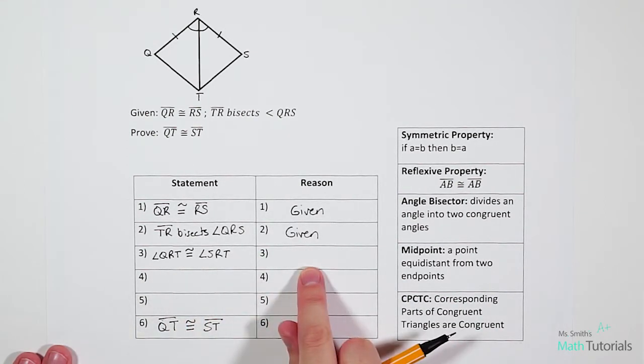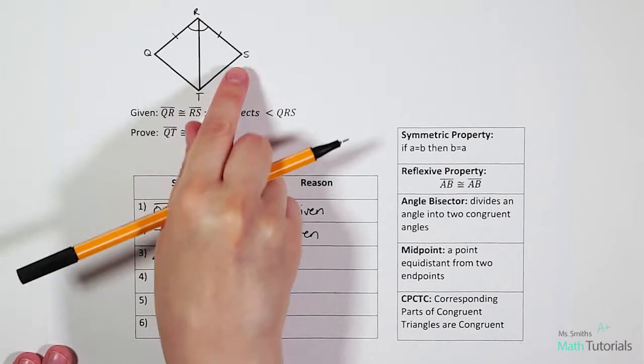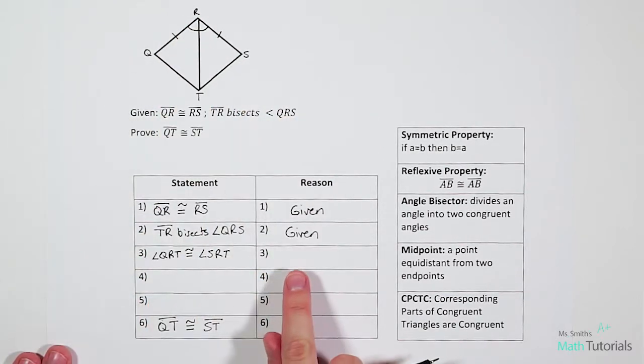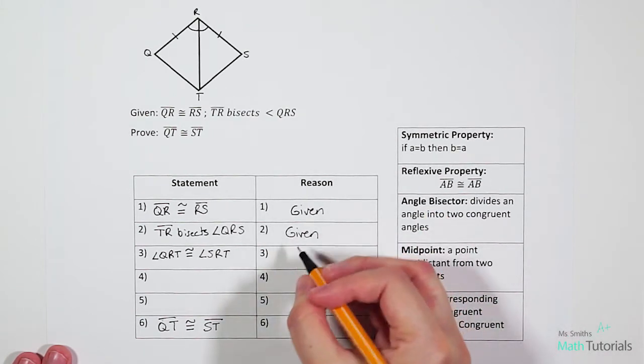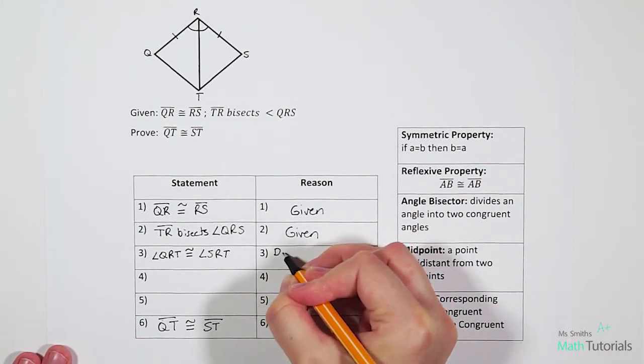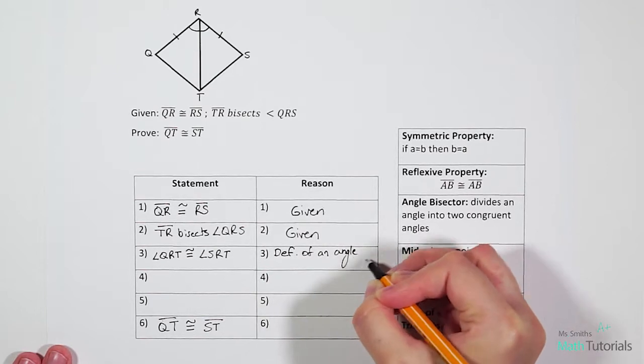And then for our reason that we know these two angles are congruent, it's just the definition of an angle bisector. Now I'm going to shorthand, I'm just going to write DEF for definition.